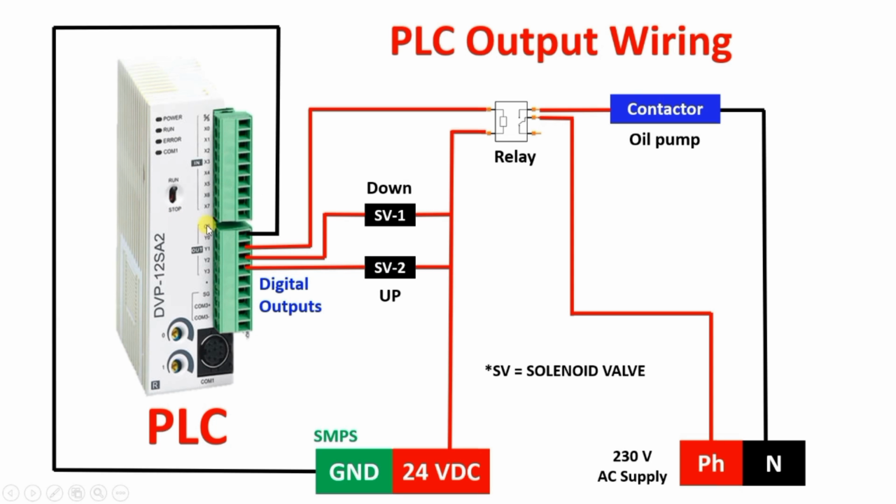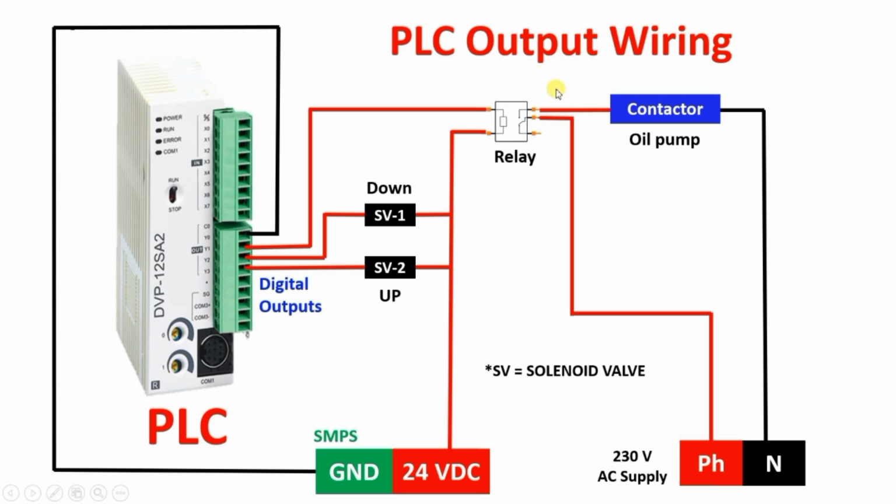So first of all, in the common of outputs, we will connect our ground terminal. Now we will take the 24 volt supply and connect it to one terminal of the relay. Another terminal of the relay is connected to Y0 position. Similarly, we will connect the one terminal of the 24 volt supply to each solenoid valve, and the other terminal of solenoid valve 1 is connected to Y1 position, and this is connected to Y2 position.